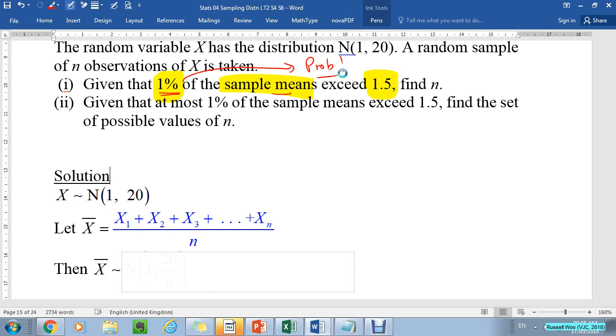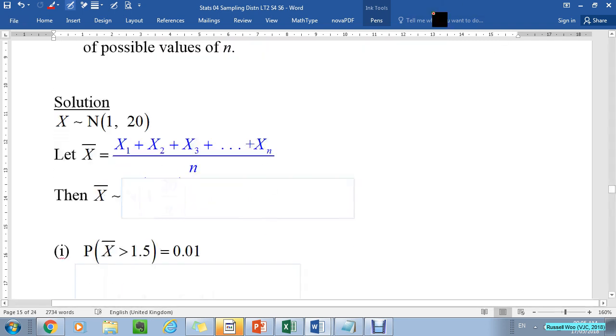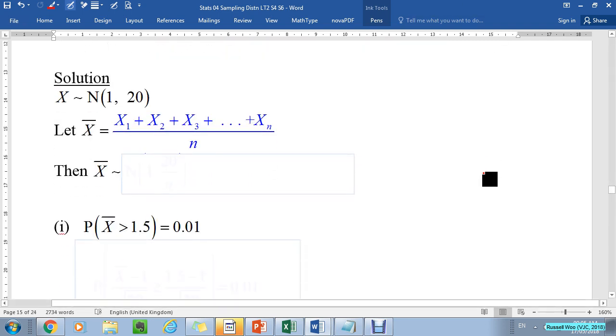I'm going to tell you, on average, 50% of you wear spectacles. What is the probability that I pick one student, he wears spectacles? 0.5. Correct? Make sense? So on average, 1% of sample means exceed 1.5 actually means this statement below: the probability that X bar exceeds 1.5 is 0.01. This is from the question. Does it make sense?